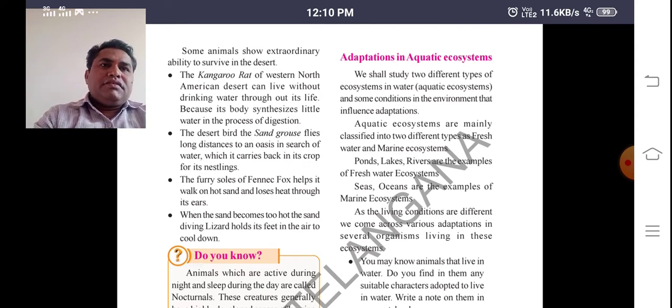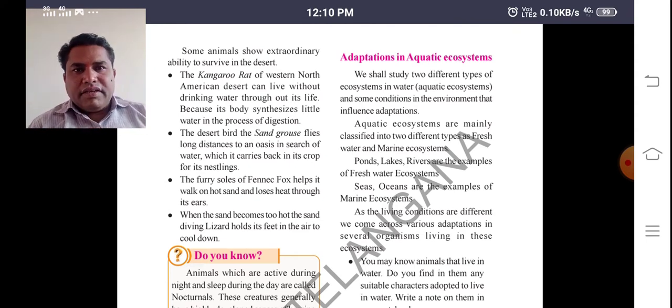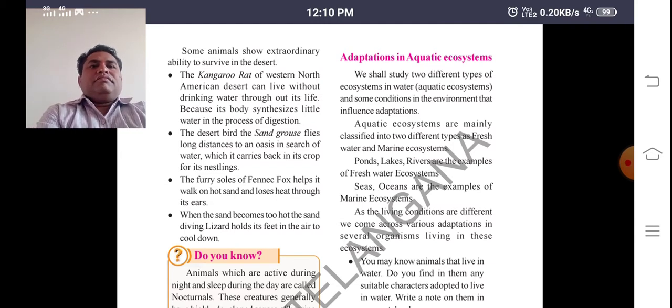Good morning, students. So today we are discussing ninth class biology. As we are continuing in the adaptations in ecosystems, in different ecosystems. Previously we discussed general characteristics, and today we are going to discuss adaptations in aquatic ecosystem. You know that aquatic ecosystem means the ecosystem which is formed in the water.